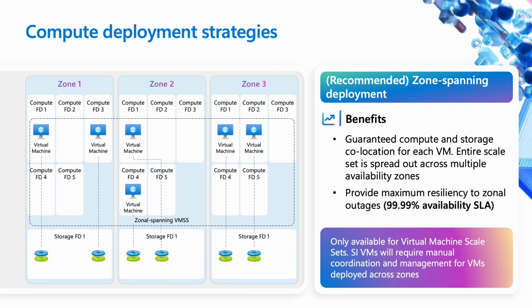But the VMs in your overall scale set will be distributed across the selected zones. This strategy maximizes your resiliency to zonal outages to ensure that even if one zone goes offline, the rest of your fleet remains available to handle traffic in the remaining zones.